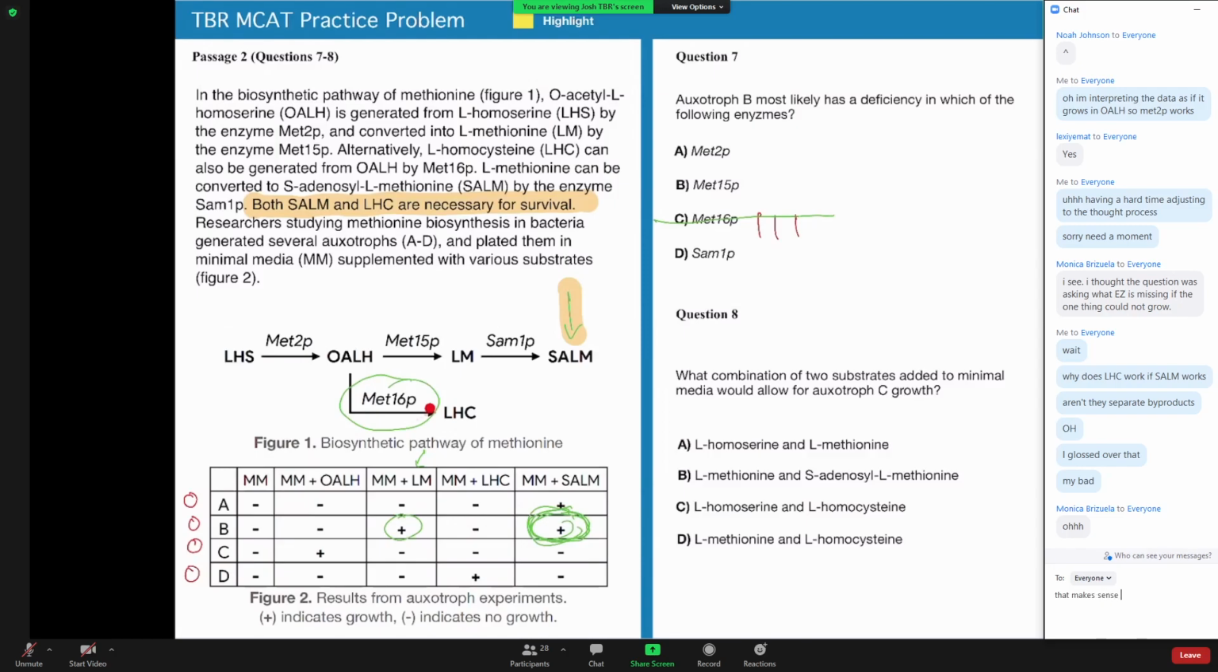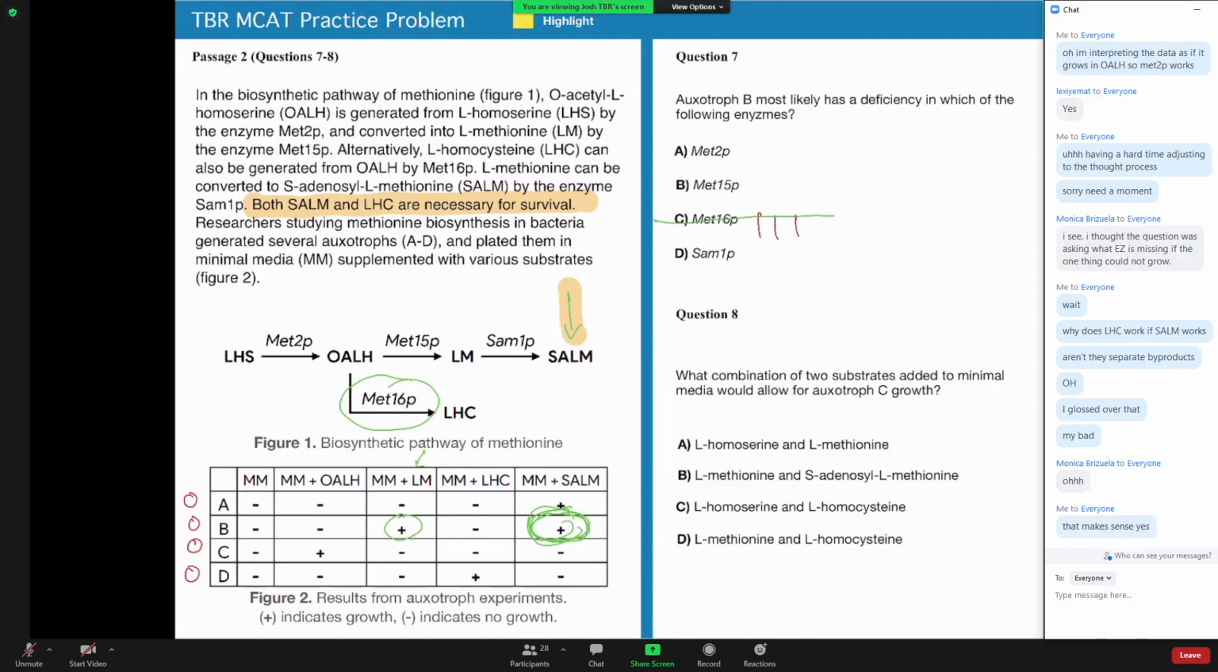And so the strategy here would be to go through and find which ones must be working and start eliminating answers, okay? So where's the other condition where it grew? Probably a good place to start, right? LM, right? So we fed it this, okay? And it grew, right? That means that SAM1P must be working. So now we can eliminate SAM-MP. Does that make sense?